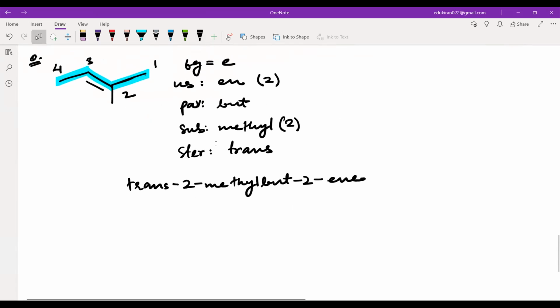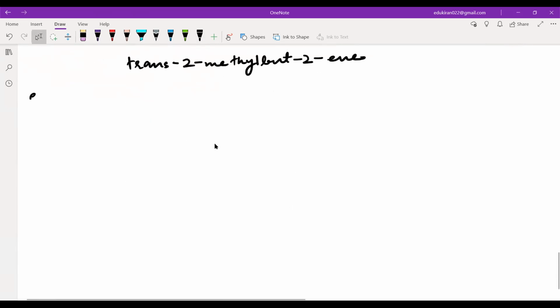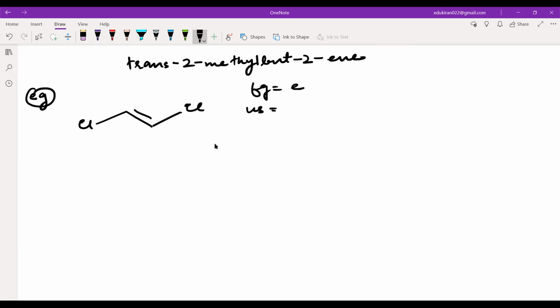Okay, done. Can I move on? Yes. For example, you will have chlorine here, and chlorine here. So what will be the name here? This is only 2 carbons. What is the functional group? Functional group is E, unsaturation is En. The parent is just these 2 carbons. After that we don't have carbon atoms, we have chlorine atoms.